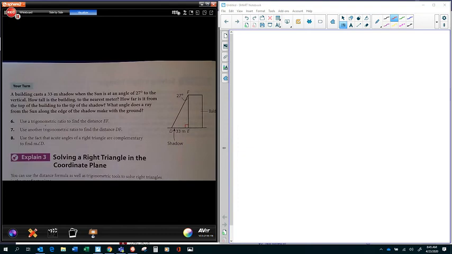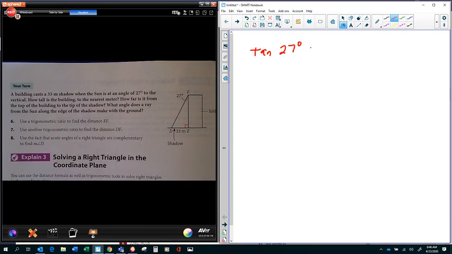So the first thing it wants us to do here is use a trigonometric ratio to find the distance EF, and that is the height of the building. Well, if we have the measure of angle 27 and we have the opposite and we need to find the adjacent, what trigonometric function gives us opposite over adjacent? That would be the tangent function. So we need to find the tangent, and the tangent we know of 27 degrees.